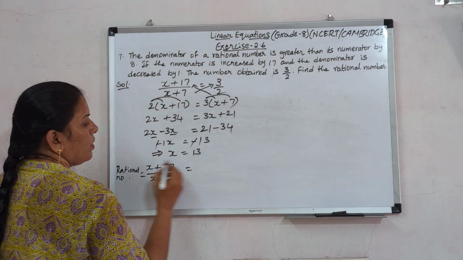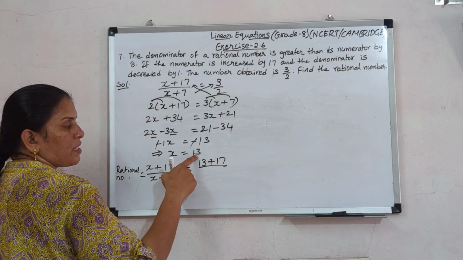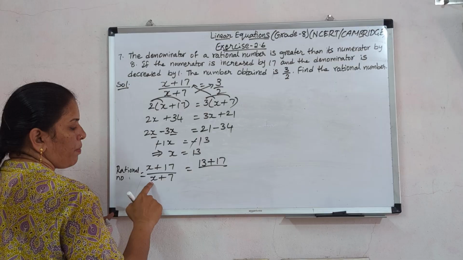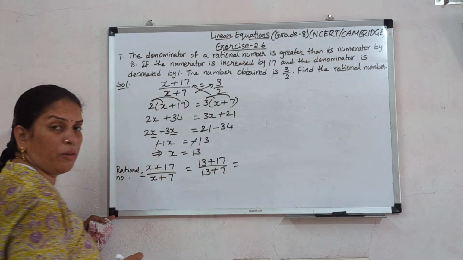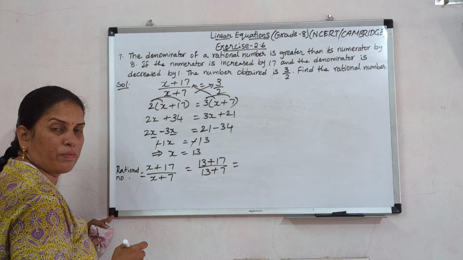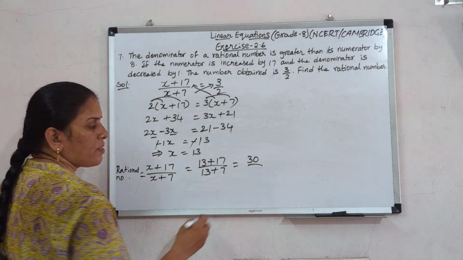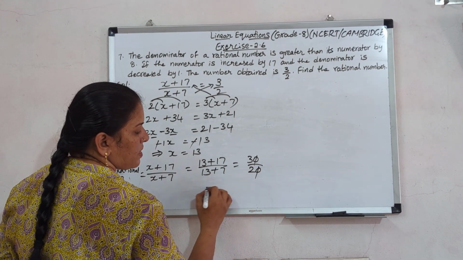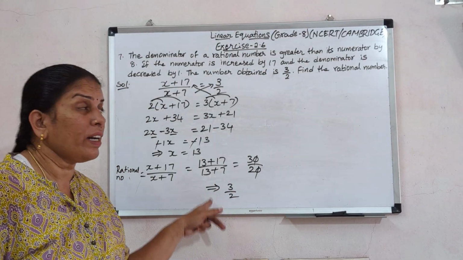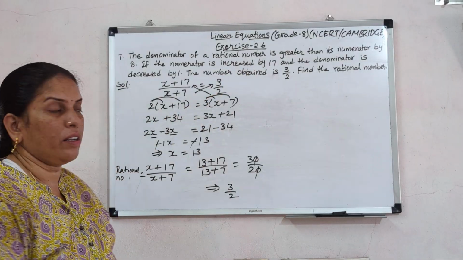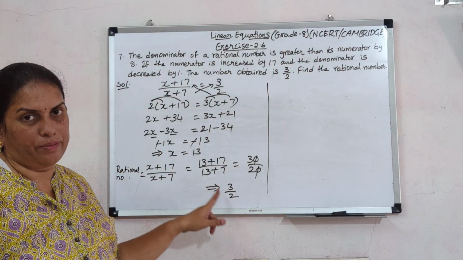Substitute this value here. 13 plus 17 by, x means 13 only, no? I wrote 13. x means 13. Here I wrote 13. Plus 17 by, x means how much? 13. 13 plus 7. 13 plus 17 is how much? 30 by, 13 plus 7 is 20. 0, 0 cancel. Implies 3 by 2. This is the rational number after increasing by 17. See here, these both are equal. That means we have done it correctly.